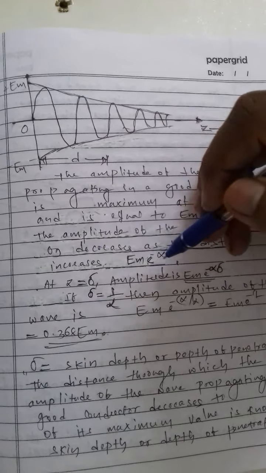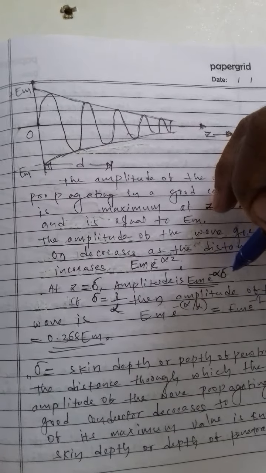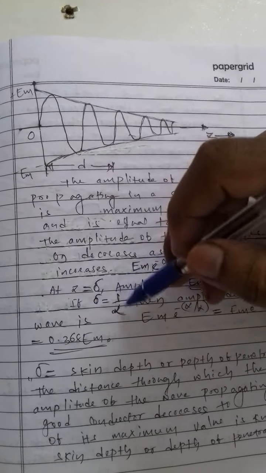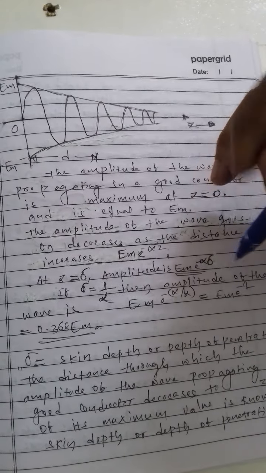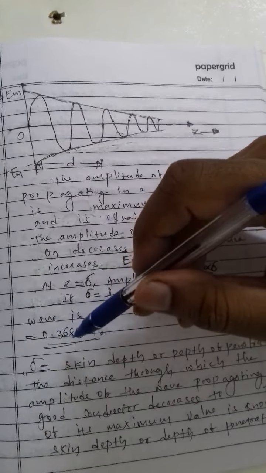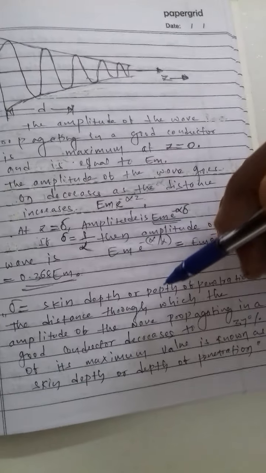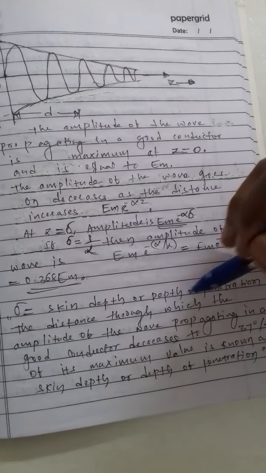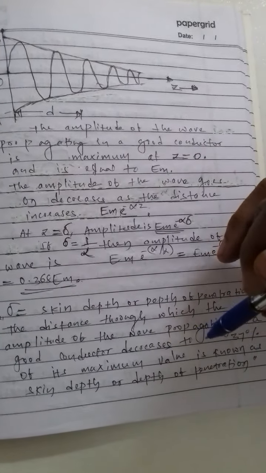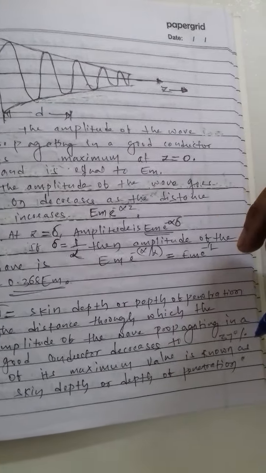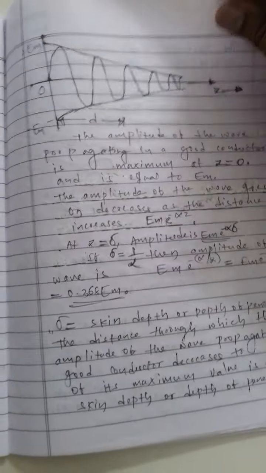At z is equal to delta, the amplitude is Em e raised to minus alpha delta. If delta is equal to 1 upon alpha, then the amplitude of the wave is Em e raised to minus alpha upon alpha, equal to Em e raised to minus 1, that is 0.368 Em. Delta is the skin depth or depth of penetration: the distance through which the amplitude of the wave propagating in a good conductor decreases to 37% of its maximum value.